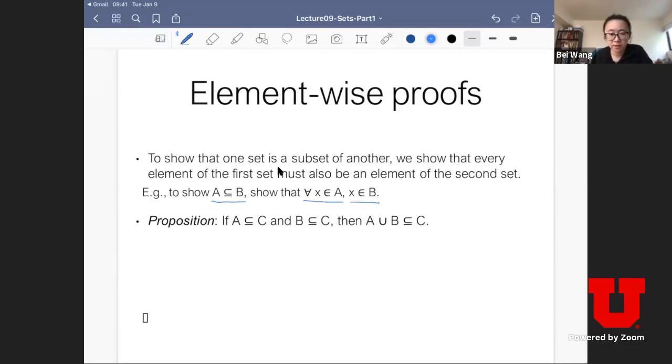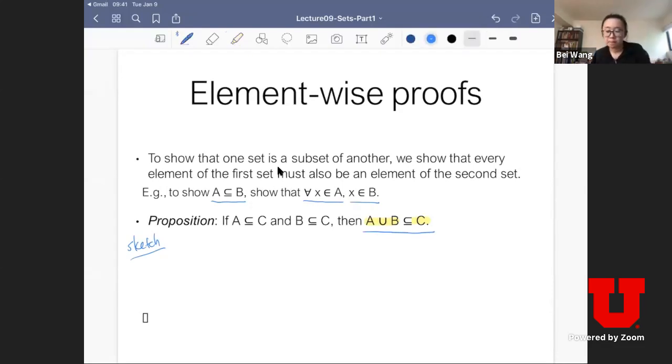Okay, so let's try this with a simple example, and I'm going to write out a sketch here. Again, this is a good time to pause the video and see if you can solve this by yourself. Okay, so what I want to show here is, assuming A is a subset of C and B is a subset of C, we want to show A union B is a subset of C. So what you want to show is essentially that one set is a subset of another. Remember, for any element X in the first set, we want to show it's an element of the second set.